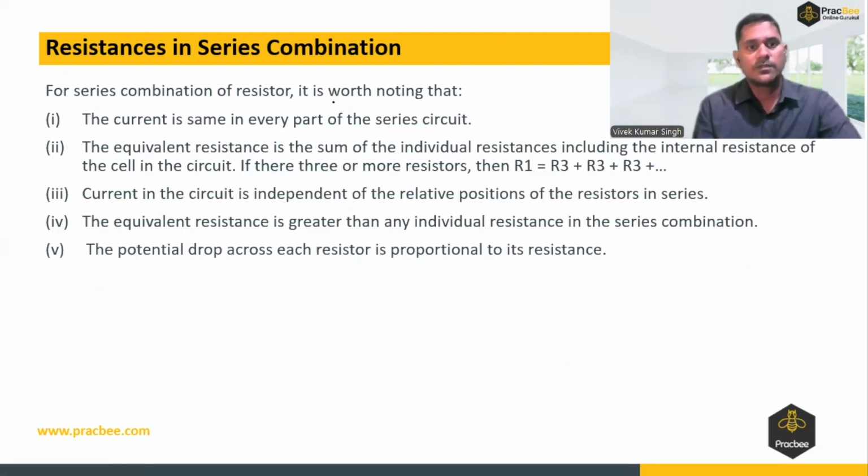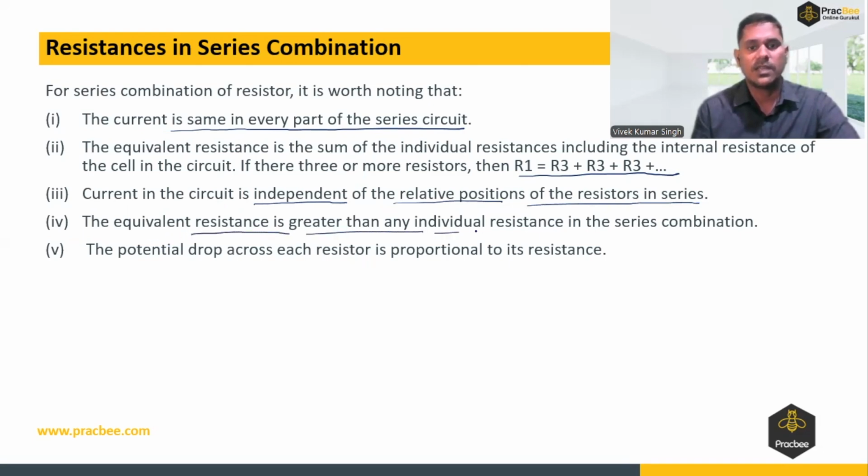In series combination of resistors, the current is the same in every part of the series circuit, and equivalent resistance can be calculated by adding all the resistances together. Current in the circuit is independent of the relative position of the resistors in series, and the equivalent resistance is greater than any individual resistance. Since equivalent resistance is the sum of all the resistances, obviously it would be larger than any of the individual resistances. And the potential drop across each resistor is proportional to its resistance.